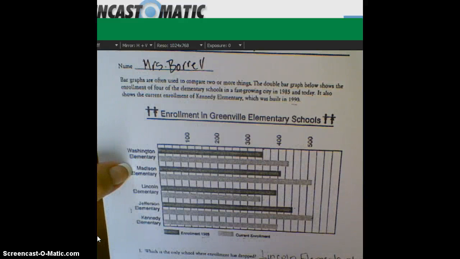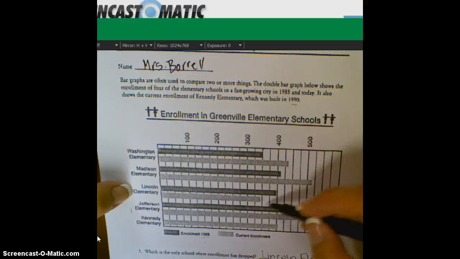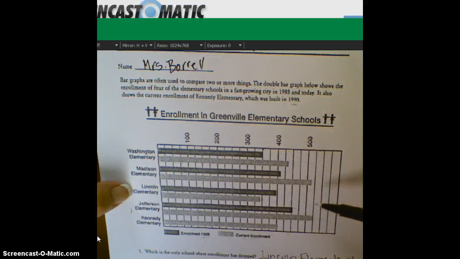Which school has the smallest increase in enrollment? Smallest increase. Well, I'm confused on that one. To me, if this one went down, then that wouldn't be an increase in enrollment at all. So I would say again, Lincoln.